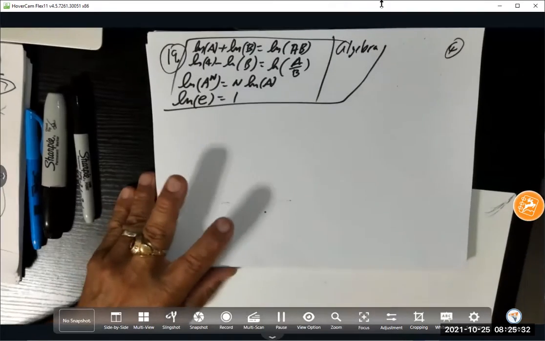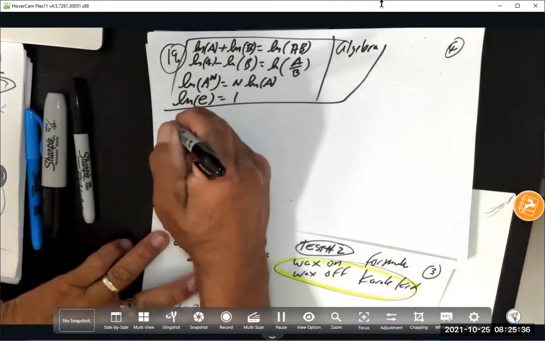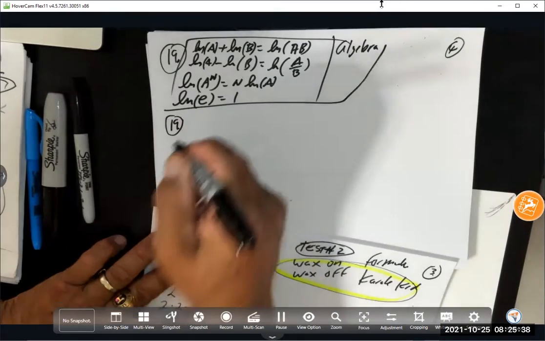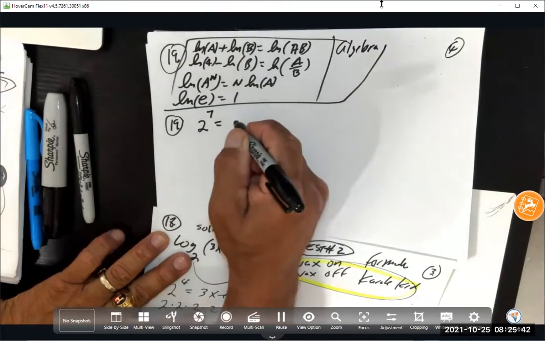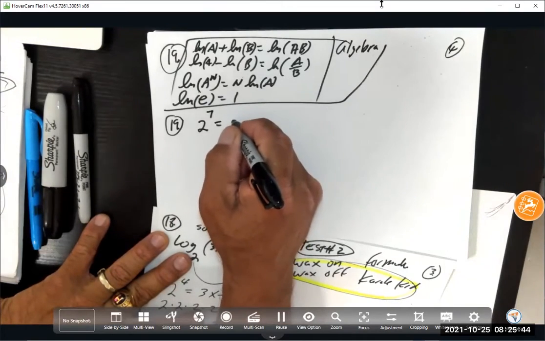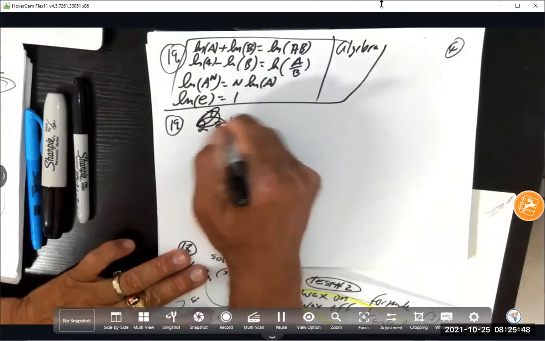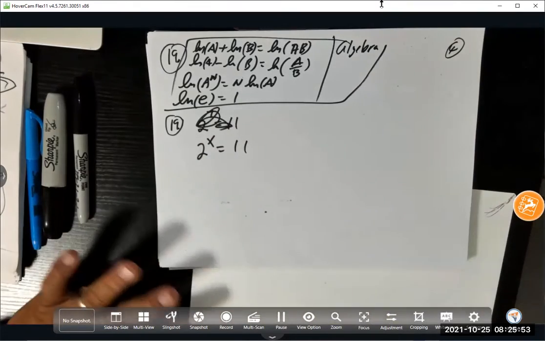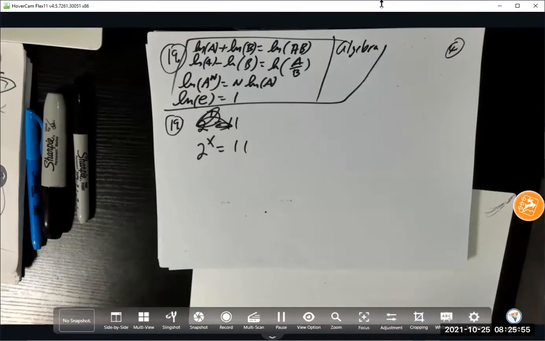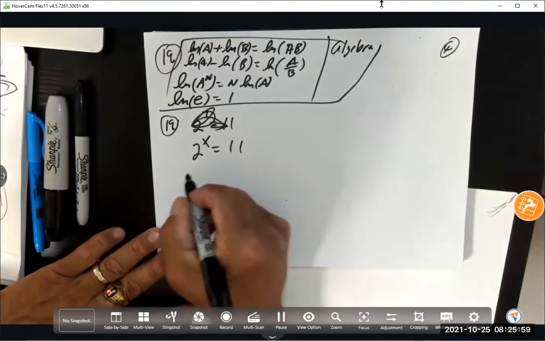All right, so now I'm going to use these skills to do the other ones. Let me say number 19 again. Let me do easy ones first. If I say 2 to the x is 11, so a mystery number. 2 to what number is 11? Well, it's a decimal number. So if it's decimal, forget it. Don't even waste your time.